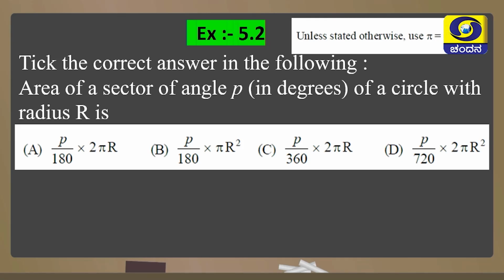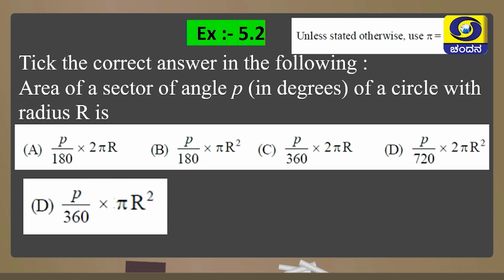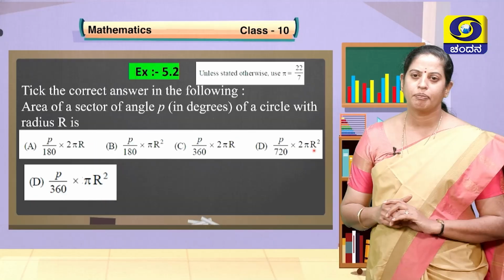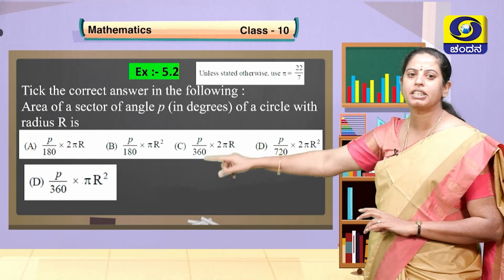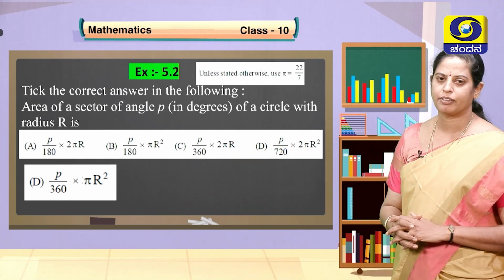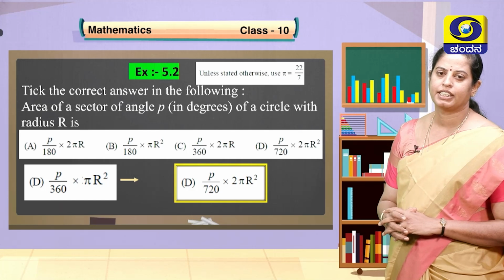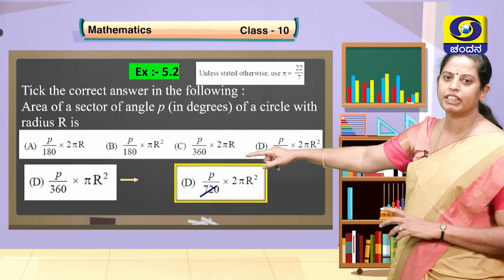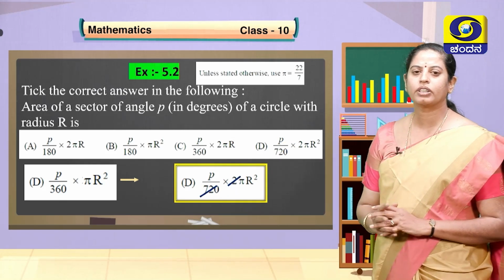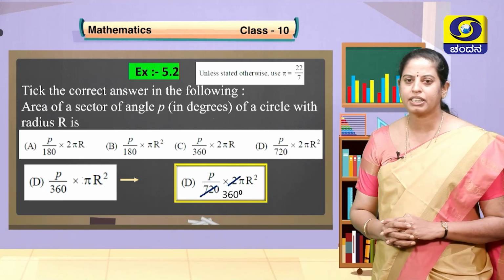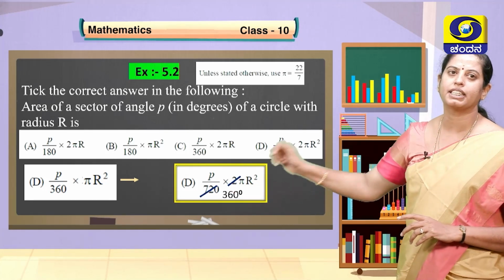Then what is the answer? Let us consider option D as the answer. Let us check. Instead of theta, if we substitute, we get P by 360 degree into pi r square. Yes, this is what we have to get. But let us check whether this is the same as P by 360 into pi r square. Yes. When you simplify 720 by dividing it by 2, you are going to get 360. Yes, it is P by 360 degree into pi r square, hence option D is the correct answer.